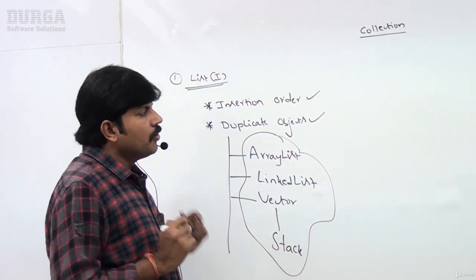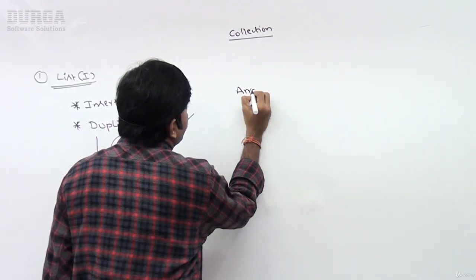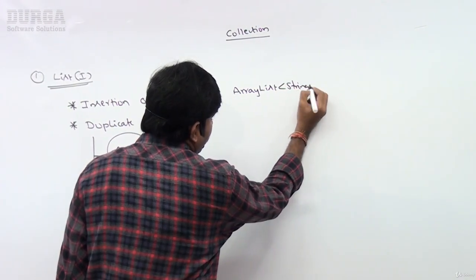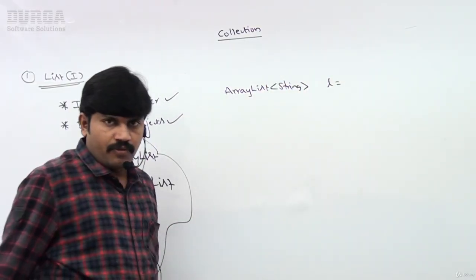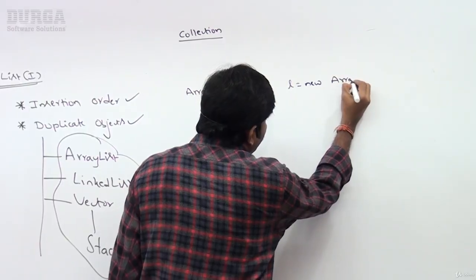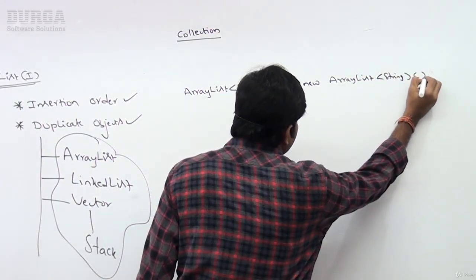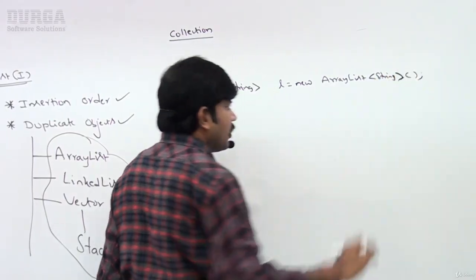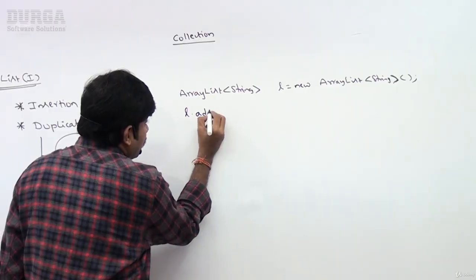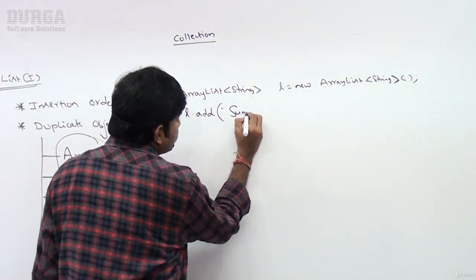Just observe. My requirement is, let me take ArrayList. I want to create an ArrayList object. ArrayList of String l is equal to new ArrayList of String. I'm taking this. Now l.add of, I just want to insert Sunny.